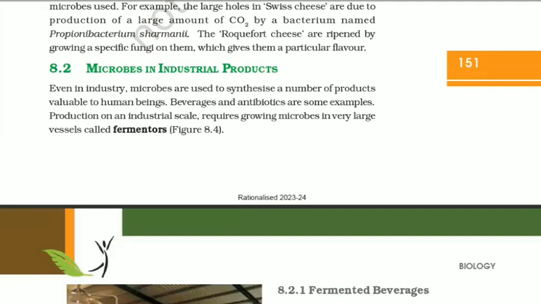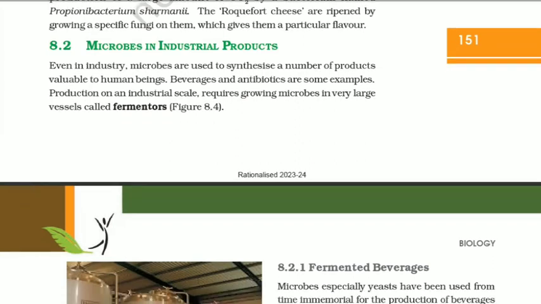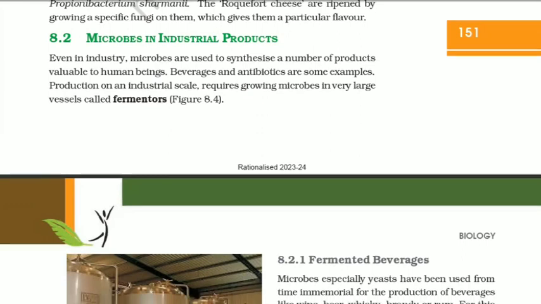For example, the large holes in Swiss cheese are due to the production of a large amount of CO2 by a bacterium named Propionibacterium shermanii. The Roquefort cheese is ripened by growing a specific fungus on it, which gives it a particular flavor.